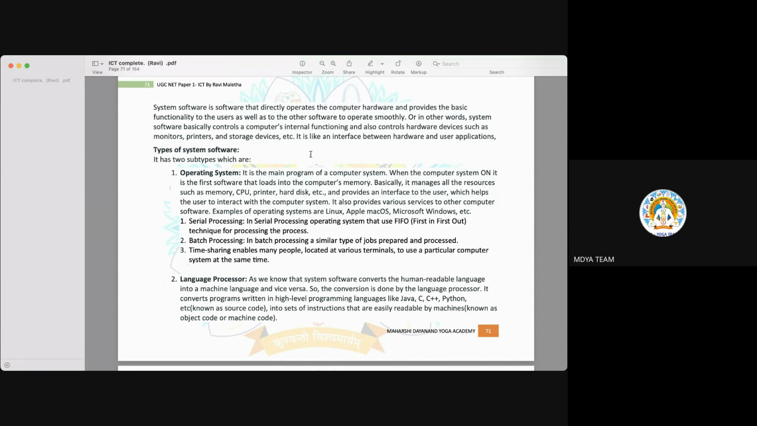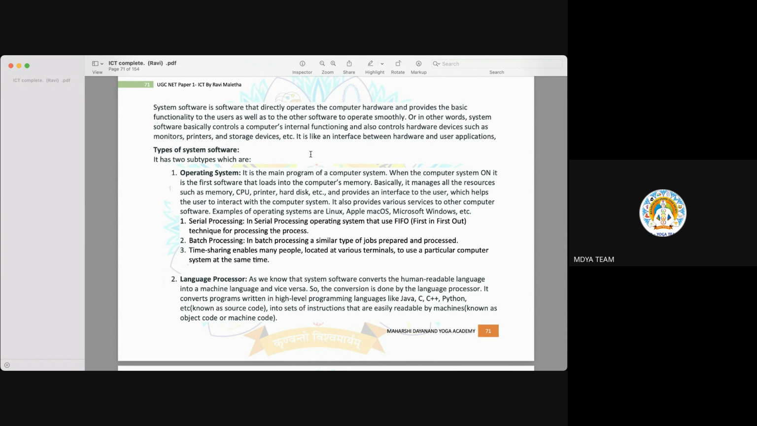Now they can be processed in a serial manner or batch processing or time sharing, depending. So serial processing is one in which the system uses FIFO, first in, first out. It just processes line by line, word by word, first this, then second, then third, then fourth, and so on. And in batch processing, the jobs will be the same. It has to give output, but the whole batch, the whole program runs together, and then it is processed.